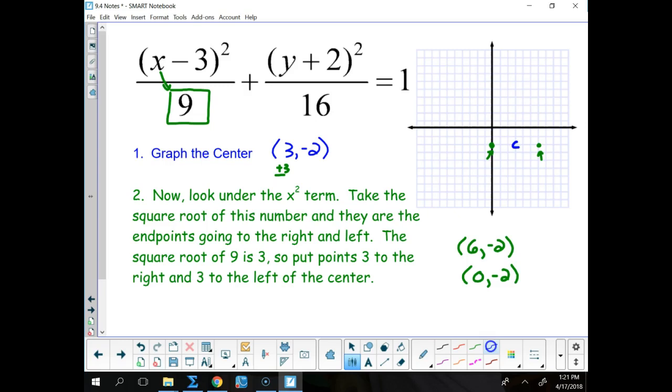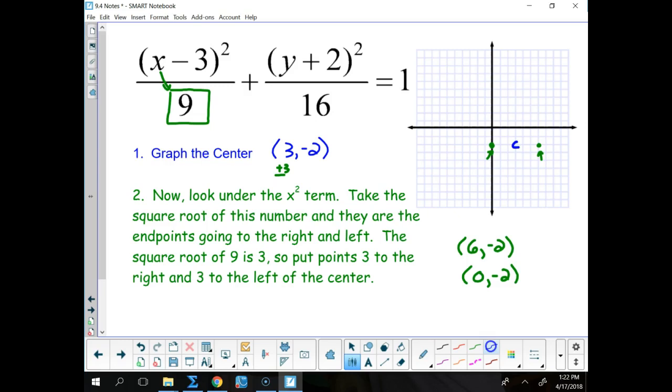Now, those are going to be the end points of one of your two axes. There are two axes in an ellipse. There's a minor axis and there's a major axis. Okay? The minor axis is shorter than the major axis. Major axis is longer. It's the stretched axis. If those axes are equal, you got a circle. Okay? But you're stretching one of them out. Okay?